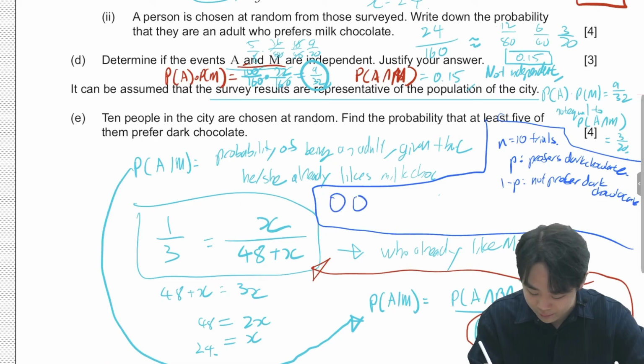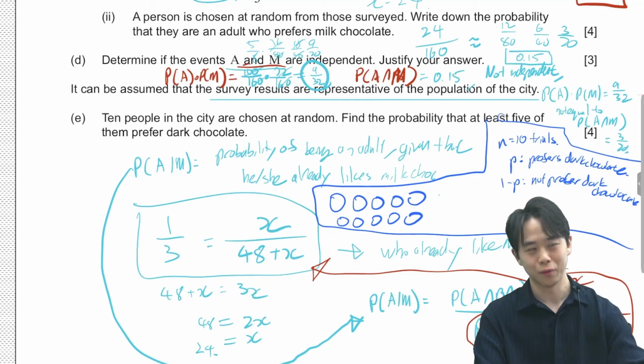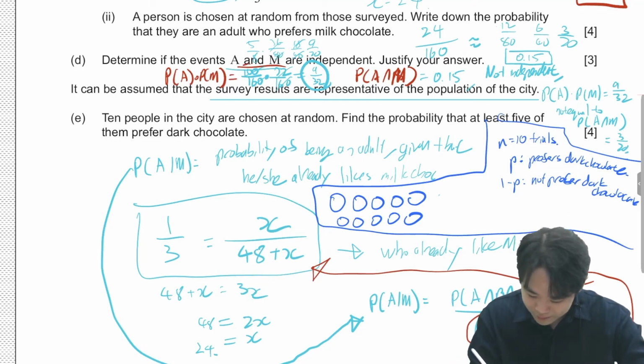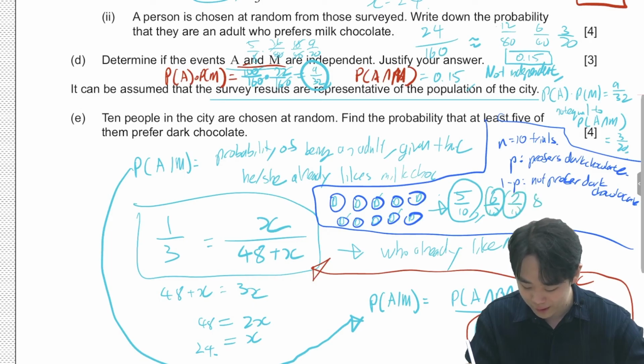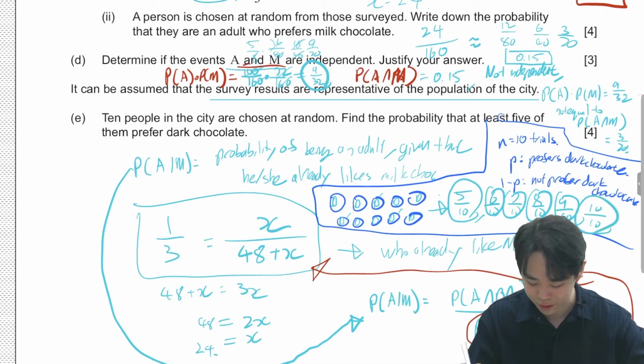We're choosing 10 individuals, 1, 2, 3, 4, 5, 1, 2, 3, 4, 5. Out of those, some will prefer dark chocolate. So let's write that as maybe D. Some will not prefer dark chocolate, maybe like D prime. So we're going to get a bunch of these different possibilities where there's a mix of dark chocolate lovers and non-dark chocolate lovers. But we want to look for cases where 5 out of 10 like dark chocolate, or 6 out of 10, 7 out of 10, 8 out of 10, 9 and 10 out of 10 like dark chocolate.